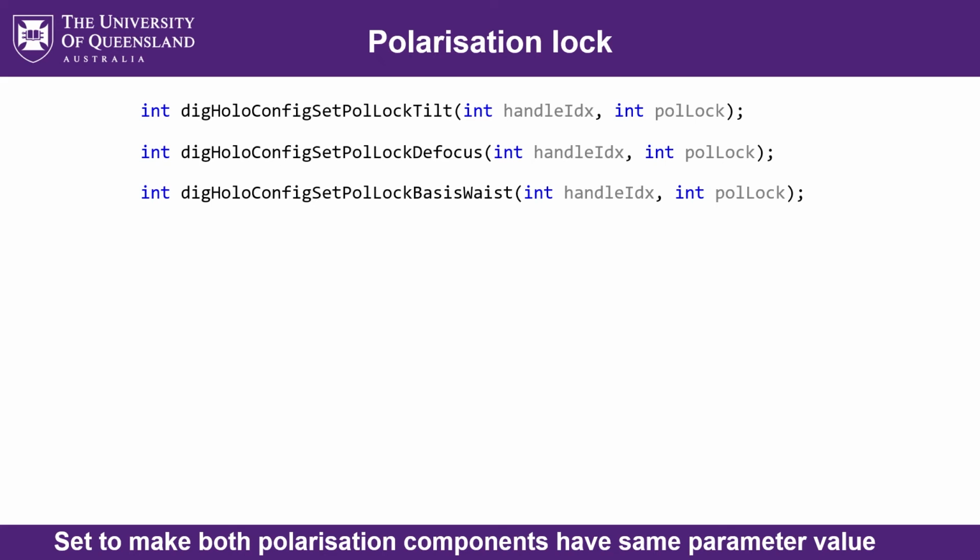But you can also set the pole lock for things like the tilt and the defocus. So if you know your reference beam should have exactly the same tilt and exactly the same defocus for both polarization components, then you can lock that in and they won't be tweaked independently.